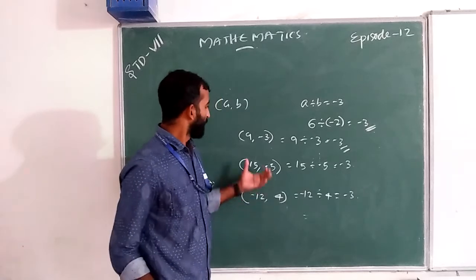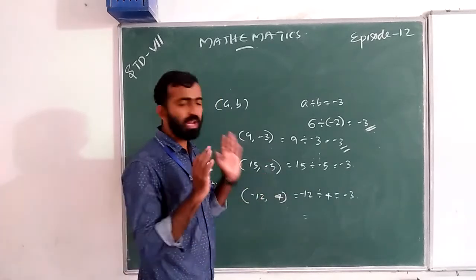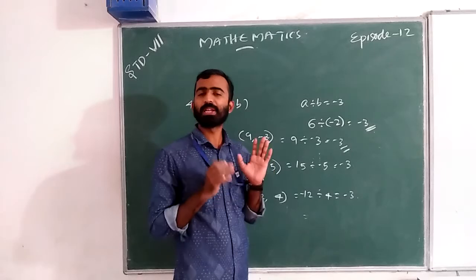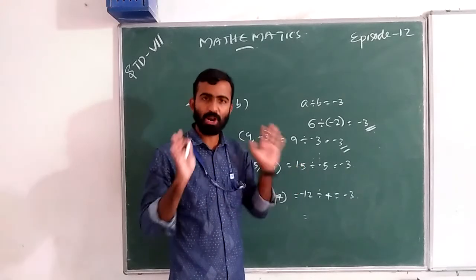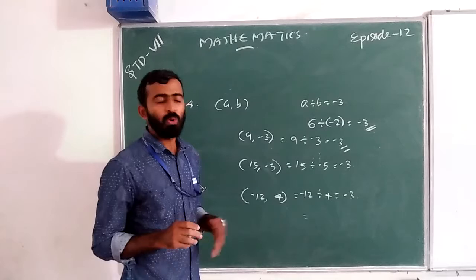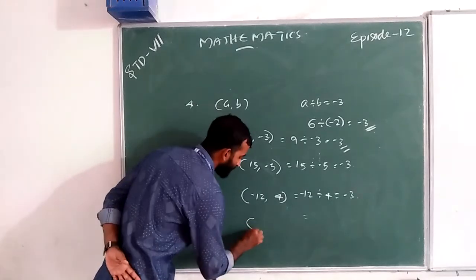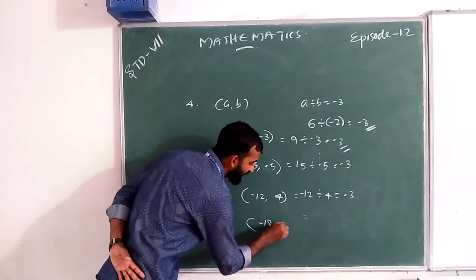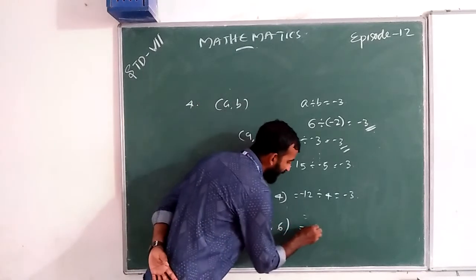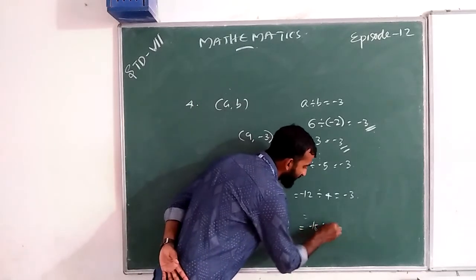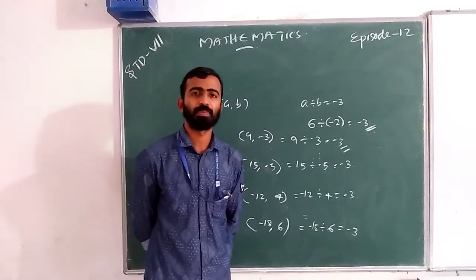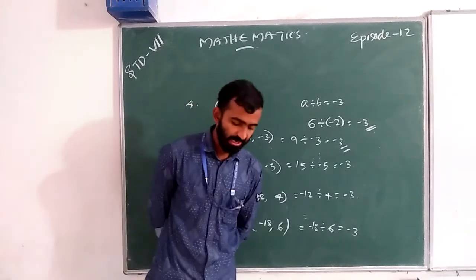And following like this as you like. Only the condition is when we divide a by b, we want to get negative 3. So here is told. You can also take negative 18 and 6. We get negative 18 divided by 6, we get negative 3.